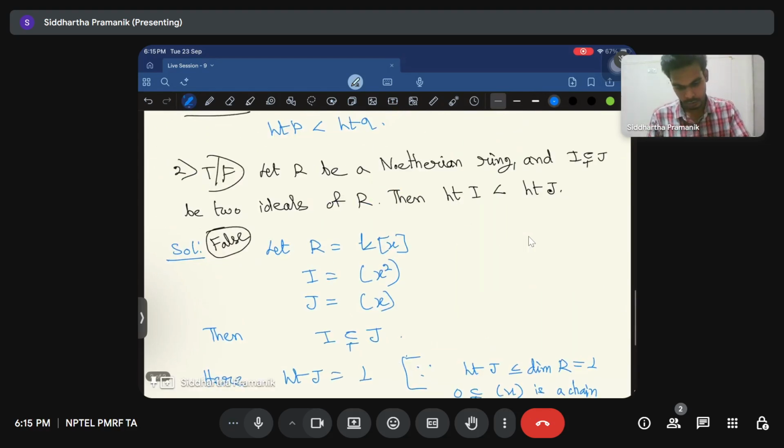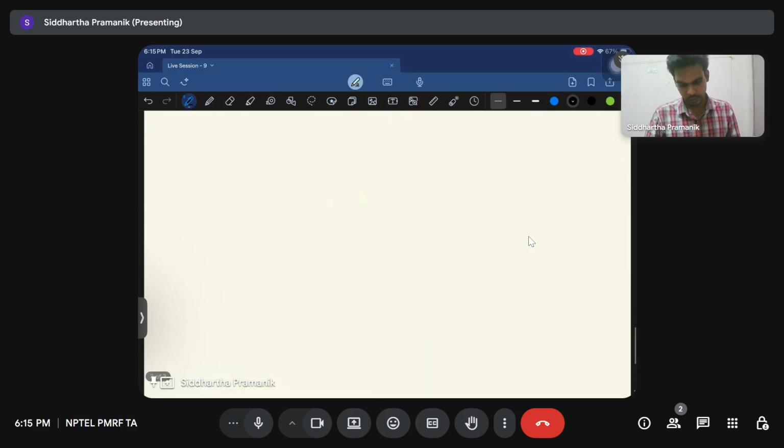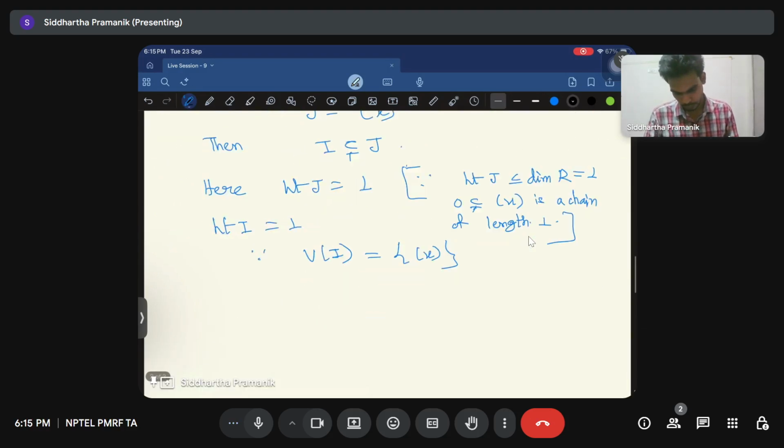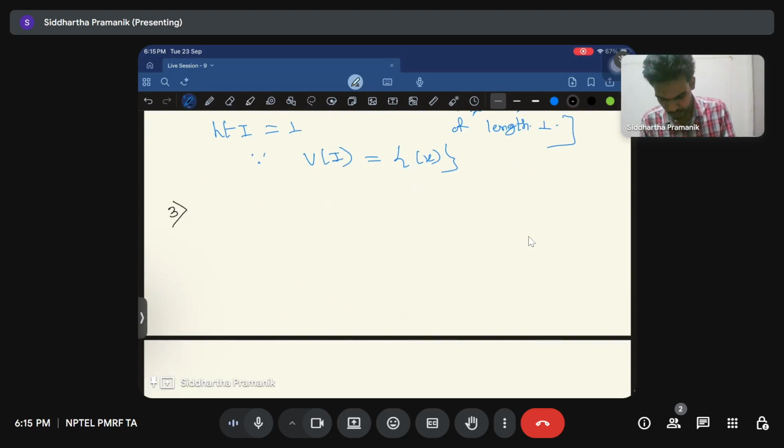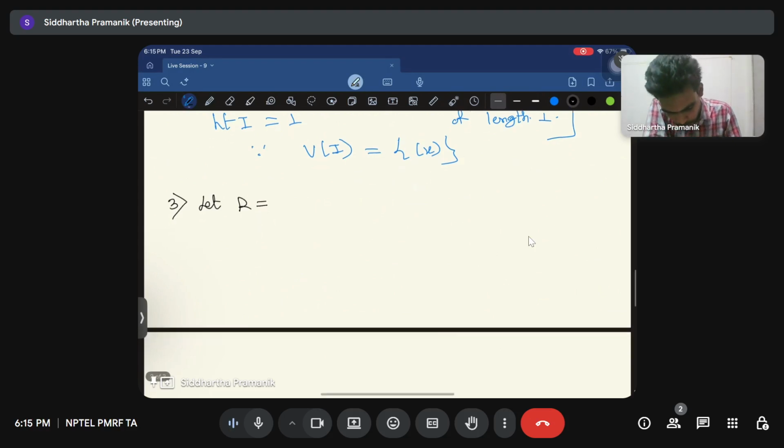Okay. So let's do some examples. Then it will be more clear. So problem number 3. So let R be the polynomial ring in 4 variables x1, x2, x3, x4. Right? Now determine the height of the following ideals.